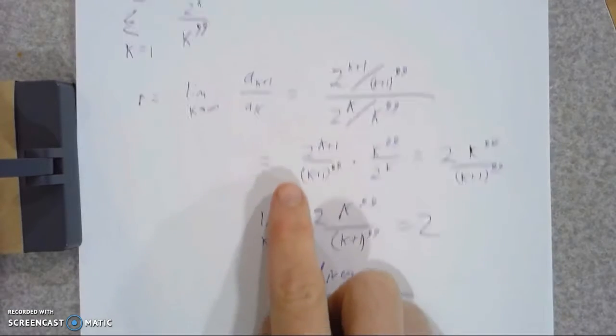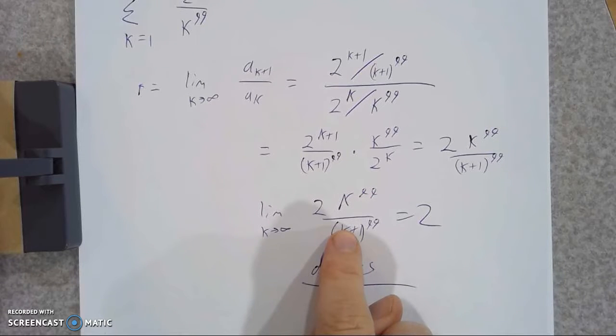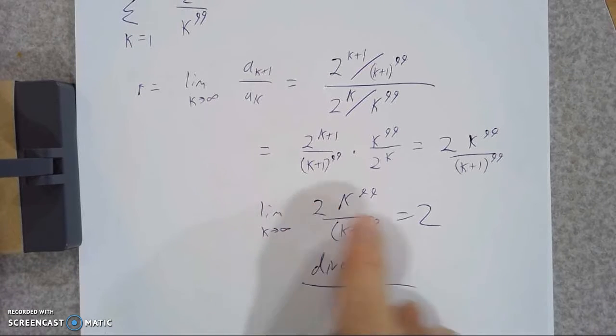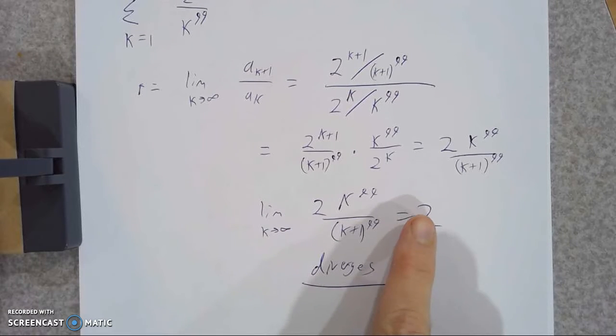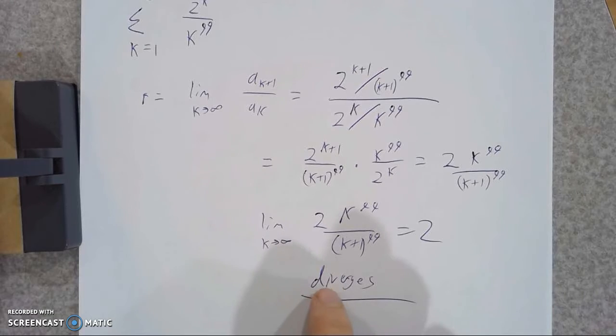Well, if you look at that limit, that's the limit of 2 times k to the 99th over (k plus 1) to the 99th. Well, k to the 99th over (k plus 1) to the 99th goes to 1, and 2 times 1 is 2. So because this limit is not between 0 and 1, that means that our series diverges.